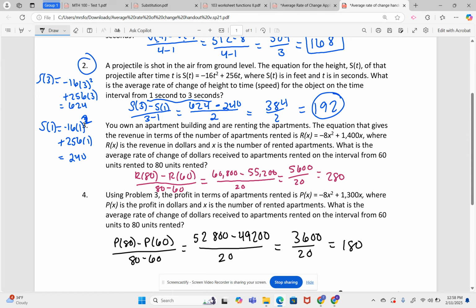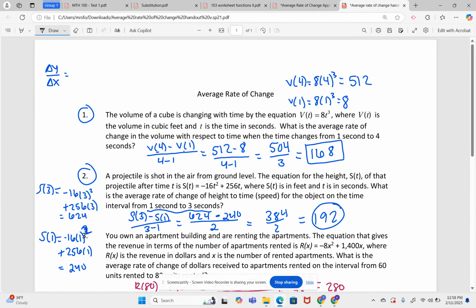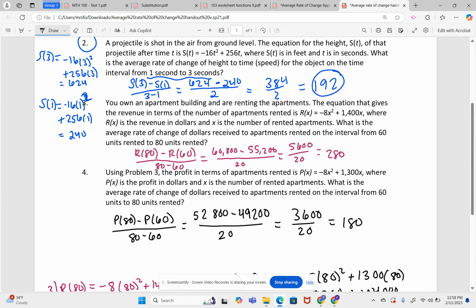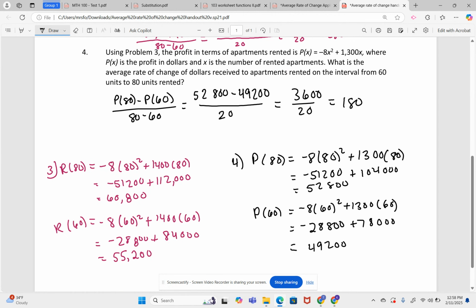So the big thing here is to know that you're doing the change of Y over change in X. That's the average rate of change. And then to get the change in Y, you have to actually find two parts of the function given your X's. So that's using some substitution.